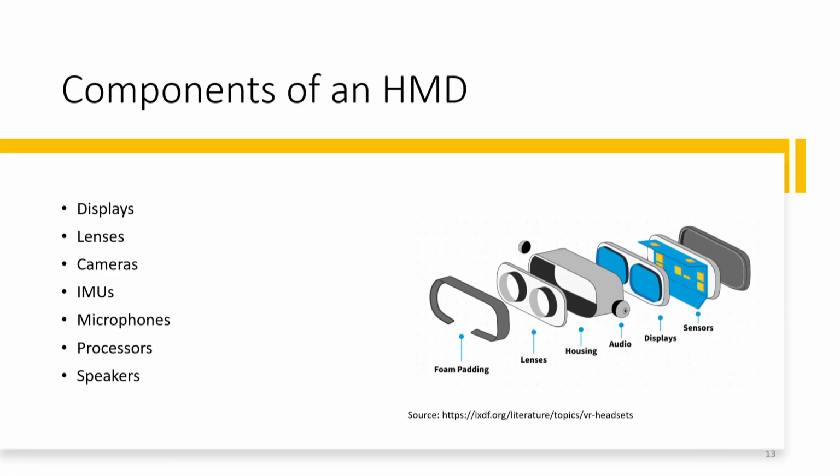Let us look at what makes up an HMD. These are the components of an HMD. Usually, these HMDs will have foam padding on the outside, then there are the 2 lenses, followed by a housing in which the foam padding and the lenses are packed. There is some jack for the audio, then comes your display on which the images are projected. Behind that, there might be the PCB board, which has a number of sensors on it, and usually there will be an outer cover. So, HMD will have displays, lenses, cameras, potentially some IMU sensors, microphones, processors, and some speakers.